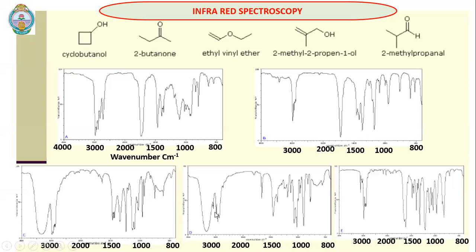Now, if you want to differentiate these two alcohols, one alcohol is cyclobutanol, and another one has a double bond. So using that information, we can differentiate these two. That means this compound possesses an sp2 hybridized carbon-hydrogen bond above 3000 cm inverse. In this case, you see these are aliphatic hydrogens, and these are aromatic.